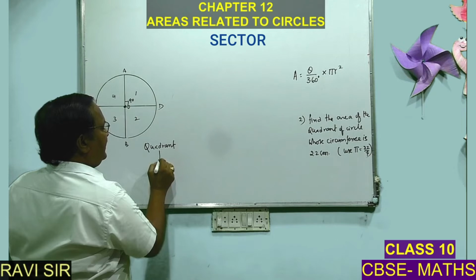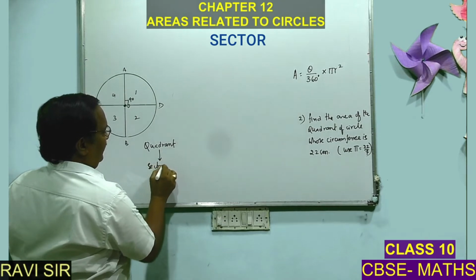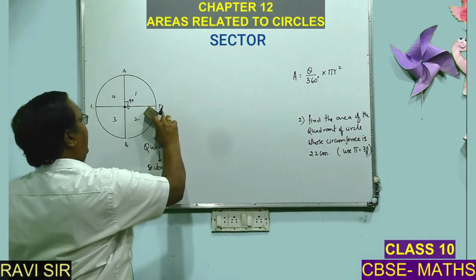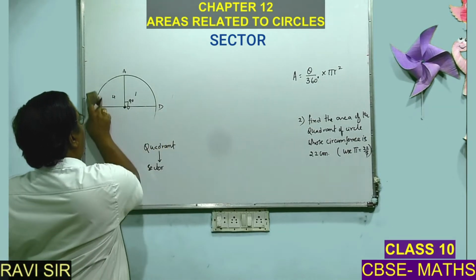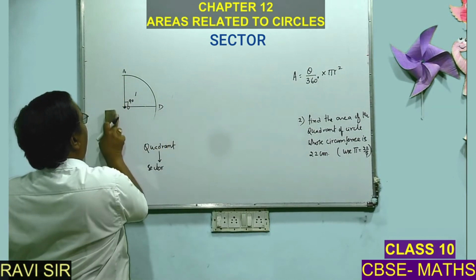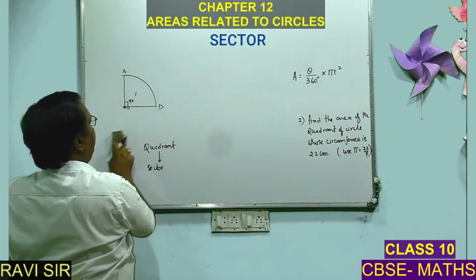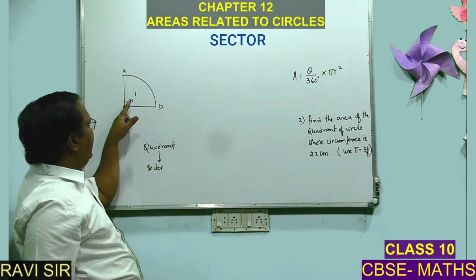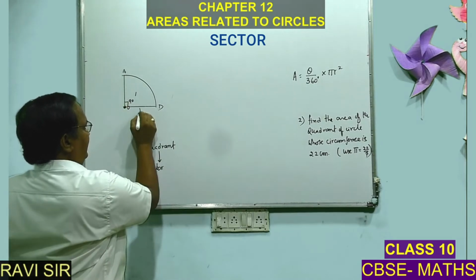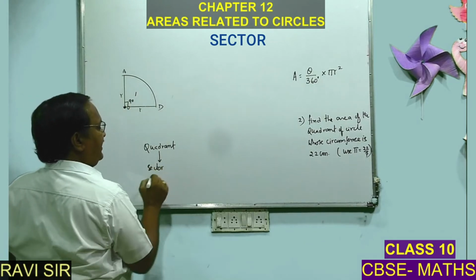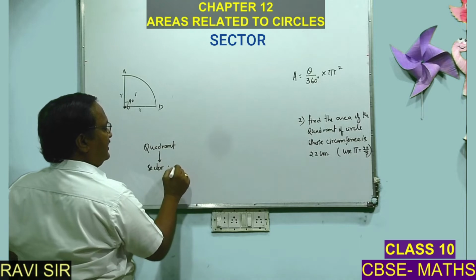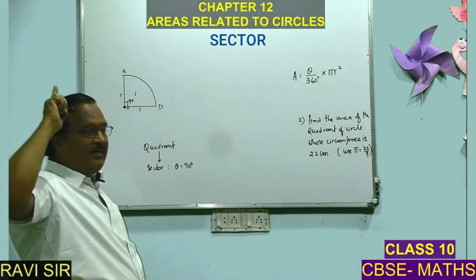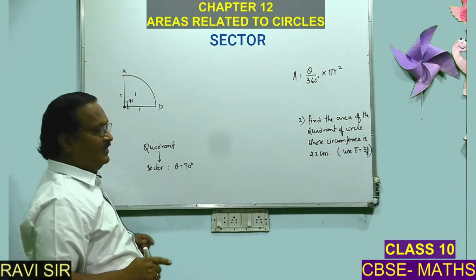So, it is nothing but a sector. Why? I will be removing the rest, because it is a part of the circle. Quadrant is a part of the circle. So, I have removed it. So, arc is there, angle is there, radius is there. Very simple. So, it is a sector only. So, in this angle is 90 degrees. It is not given here. You have to put it in the mind. Quadrant sector angle is 90 degrees.